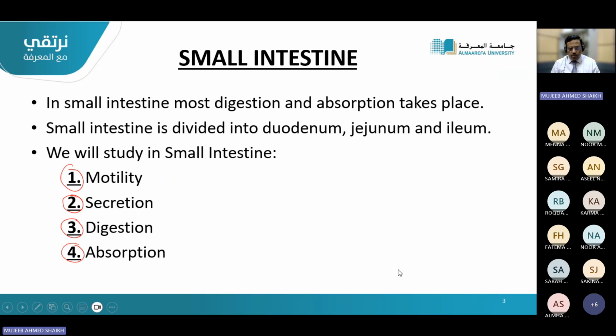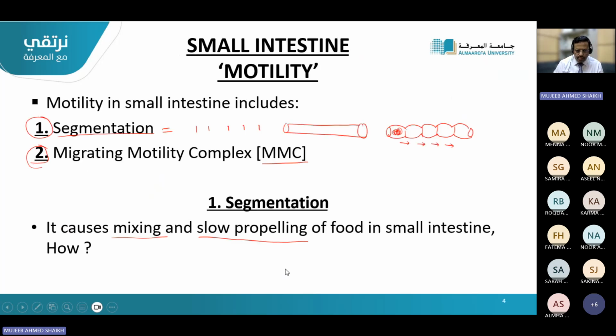So we are able to discuss the small intestine under 4 headings. Motility, what is the motility in the small intestine? What type of secretion is there? How digestion takes place, and how absorption takes place. In the next slide, I told you that there are 2 types of movement seen in the small intestine. One is known as segmentation contraction.